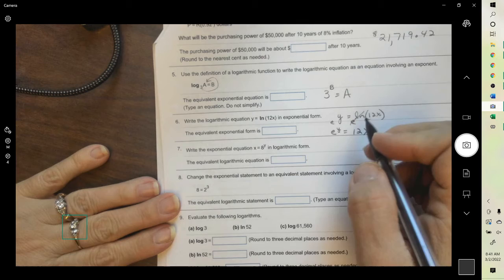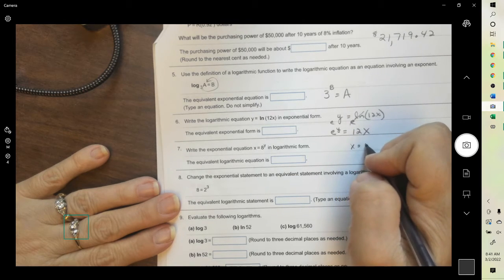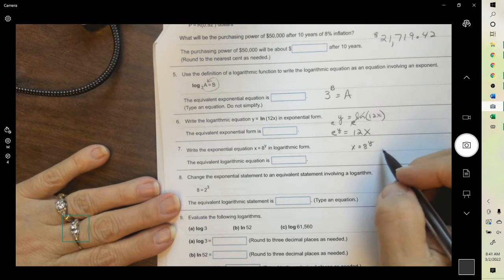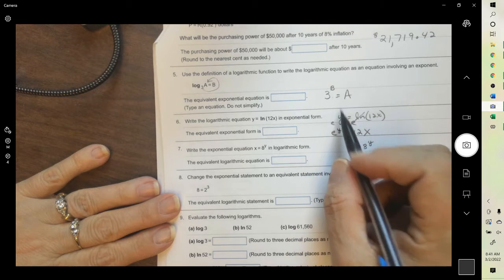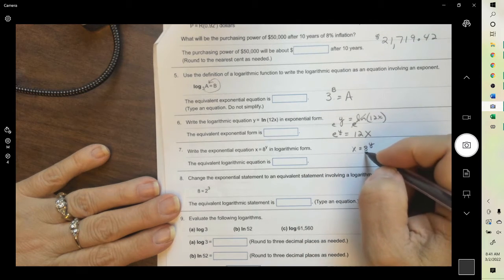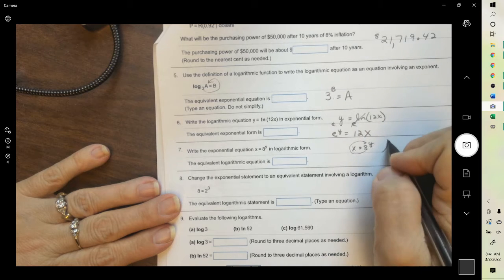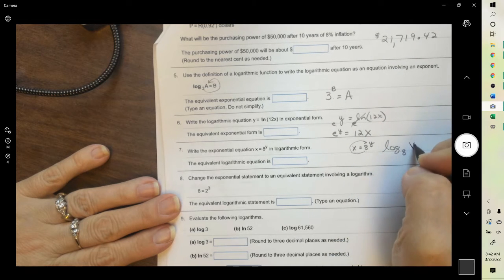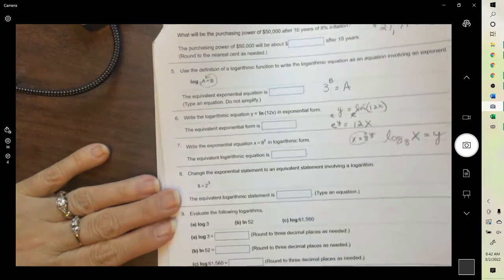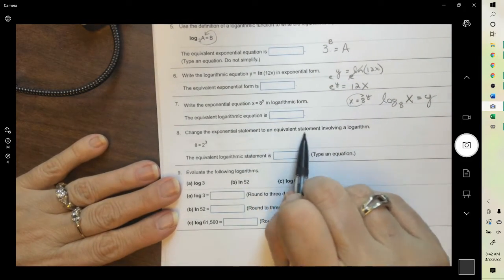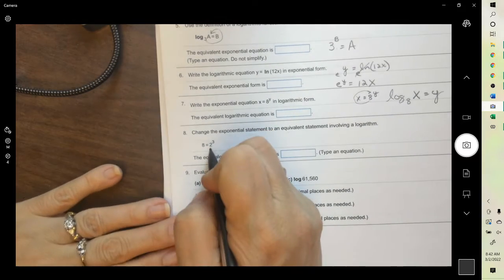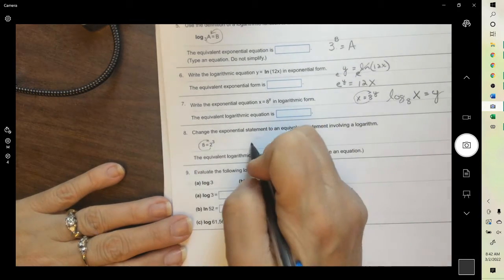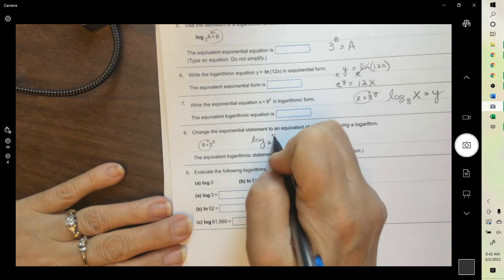Write the exponential. This one, again, it's similar to this. So to rewrite it as a log, start with the base and loop around. Log base 8 of x equals y. Next one. This one's the same thing, start with the base and loop around. So log base 2 of 8 equals 3.